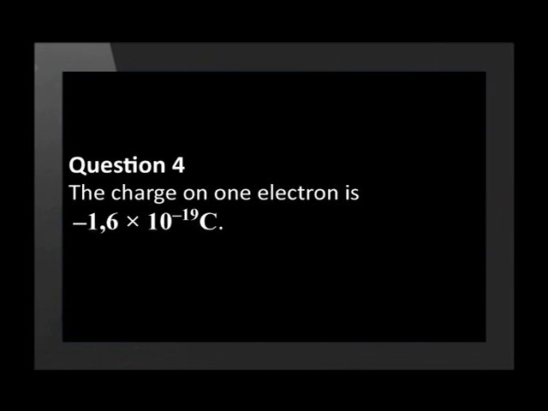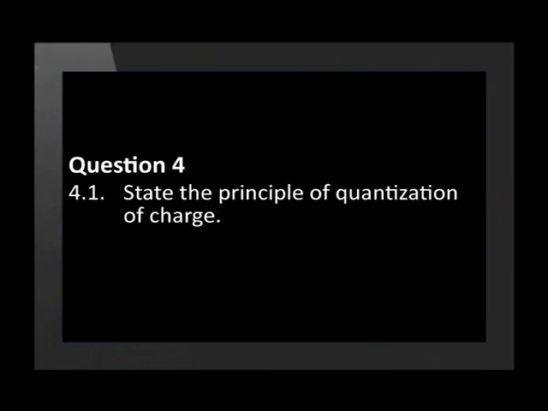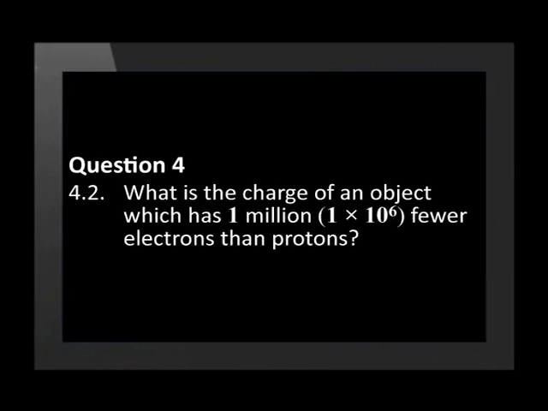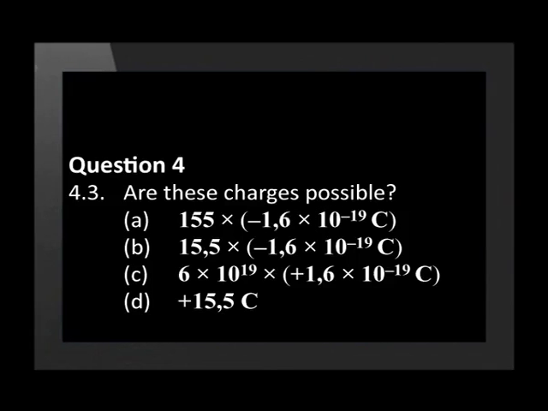Question 4 starts by reminding us of the charge on one electron. Now let's look at the questions linked to this. State the principle of quantization of charge. What is the charge of an object which has 1 million fewer electrons than protons? Are these charges possible?